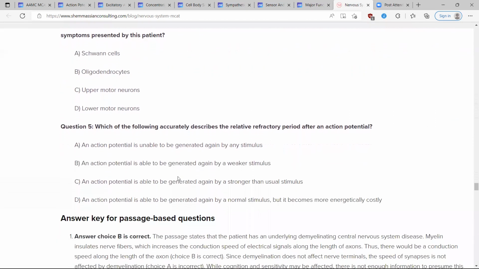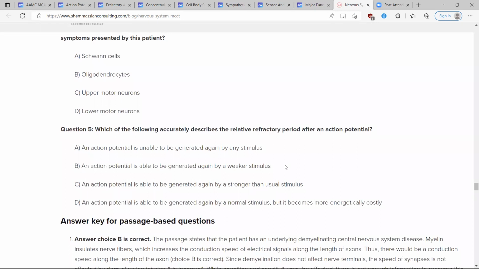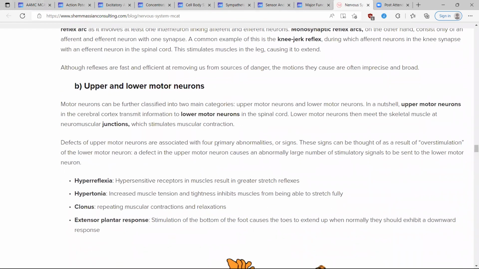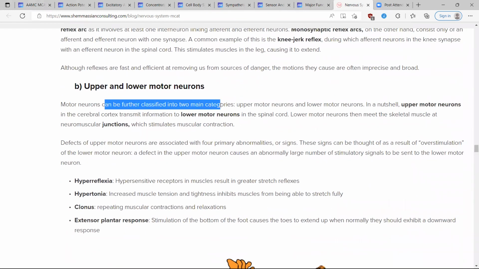Okay, good. So now, question 5. Where do the upper motor neurons and lower motor neurons apply? Oh, so that was where I think we were talking over here. Motor neurons can be further classified into two main categories, upper motor neurons and lower motor neurons. In a nutshell, upper motor neurons in the cerebral cortex transmit information to the lower motor neurons in the spinal cord. Lower motor neurons then meet the skeletal muscle at the neuromuscular junctions.